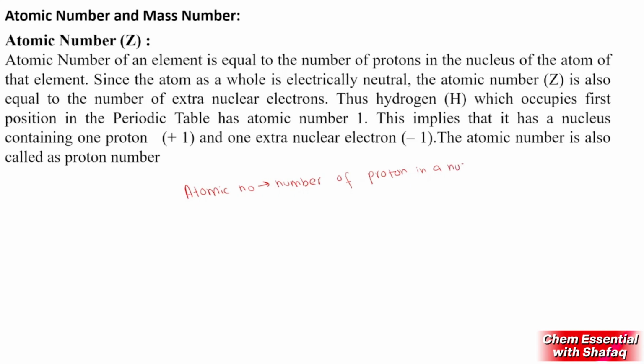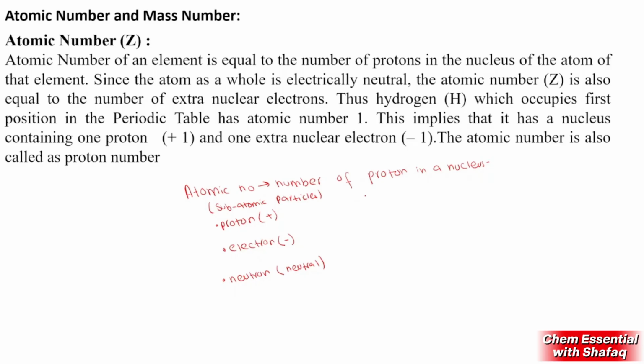Now you know there are three subatomic particles: proton, electron and neutron. The proton carries a positive charge, the electron carries a negative charge, while the neutron is neutral, having zero or no charge. Okay? So these are the three subatomic particles.